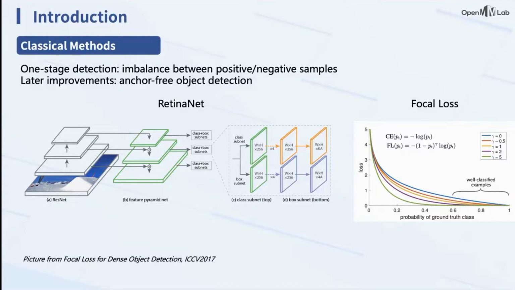The later improvements also adopt anchor-free object detection, which further throws the anchors away and uses points as a representation to represent objects, and further simplifies the detection paradigm.